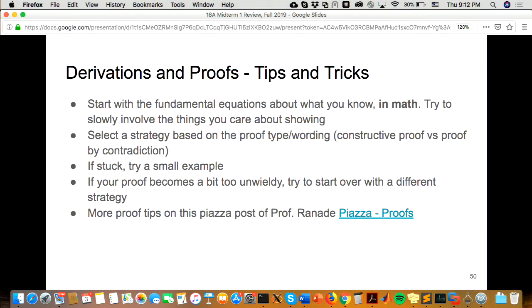Now, after that, based on the wording of the question, select a strategy to do this proof. Contradiction or constructive proof, for example. And if you're stuck, try a small example. Don't try the general example. Now, usually it makes sense, if you get stuck with the proof, to start over. But there's a really big post about tips on Piazza by Professor Ranade. I do encourage you to go ahead and check that out. And also practice until you become comfortable with these things.